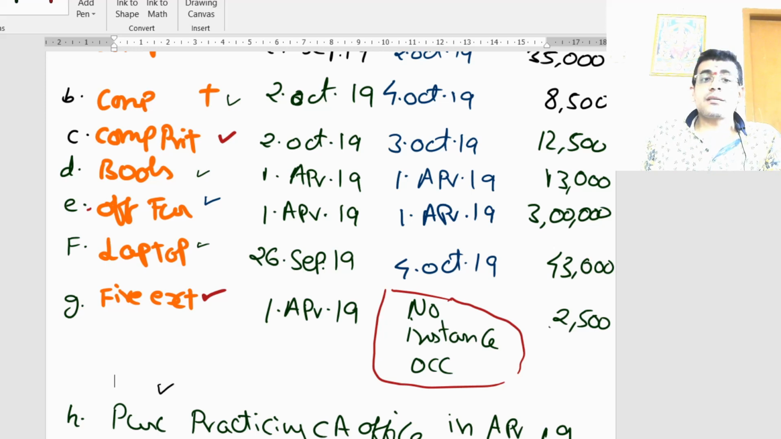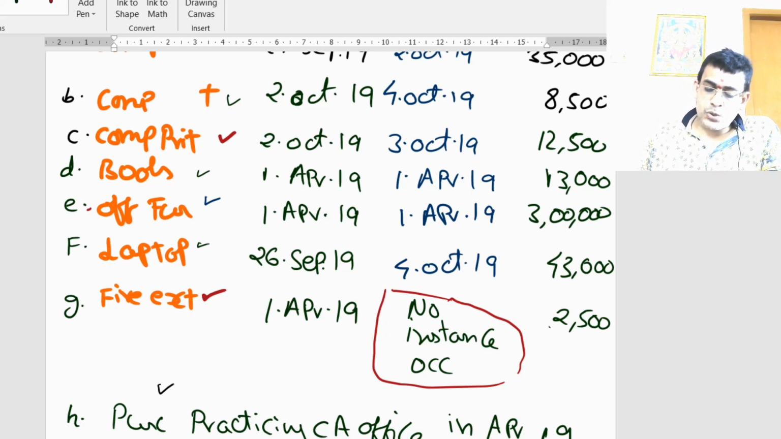The other asset, which is your printer, is used for a period of less than 180 days. So in both cases the rate is 15%, but in this case what will happen? 12,500 into 7.5% gives 937.5, and 2,500 into 15% gives 375. So ultimately that gives you the depreciation of the corresponding block.